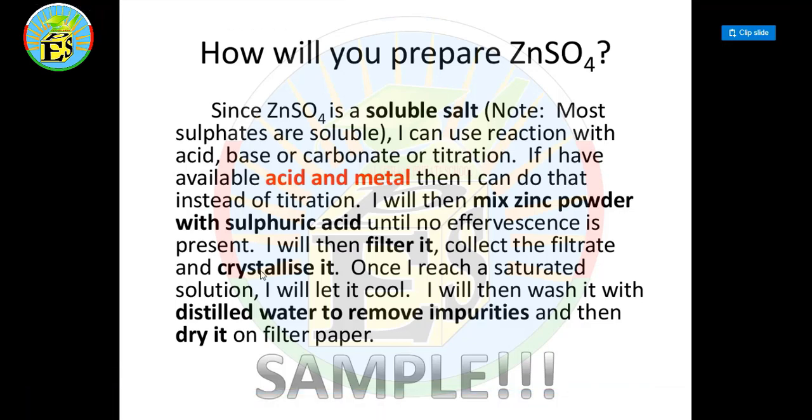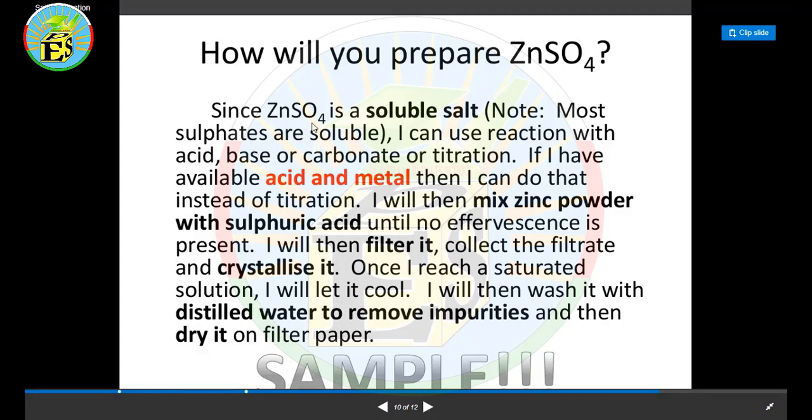Here is the preparation of one salt, ZnSO4, zinc sulfate. They have given you the procedure. Since zinc sulfate, or ZnSO4, is a soluble salt, I can use reaction with acid, base or carbonate, or titration, if I have available acid and metal. You have to take one acid and one metal. Which would be the metal? Zinc. Which would be the acid? H2SO4. Then I can do that instead of titration.